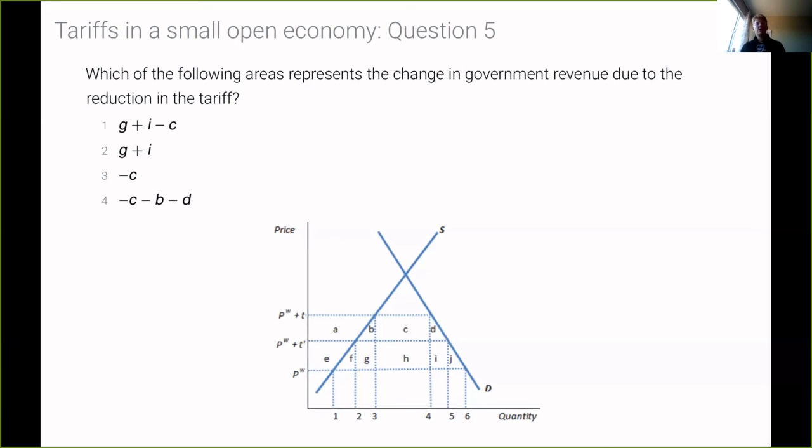Next, consider the change in government revenue due to the reduction in the tariff. On the whiteboard, I said that we lose the upper box representing government revenue, but we gain 2 more boxes given that we're now importing more. So we gain boxes G and I, but we lose area C. And so the change in government revenue here is going to be G plus I minus C. So answer 1 is correct.